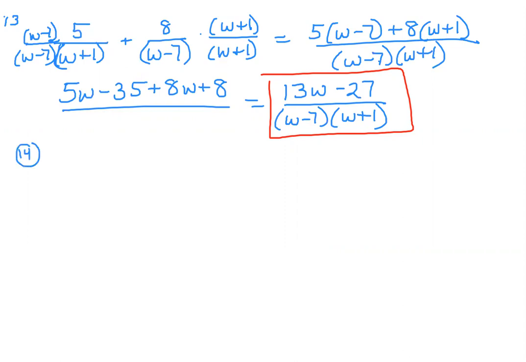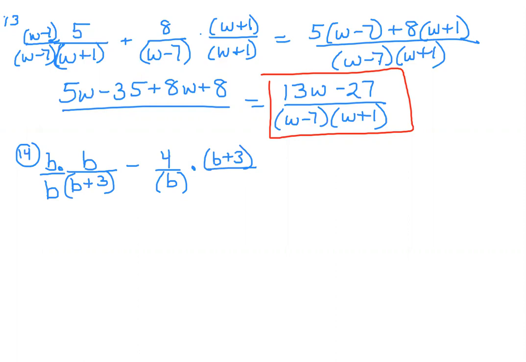Let's look at number 14. b over b plus 3 minus 4 over b. Okay, we've got b plus 3 and we've got b. So we're going to have to multiply this one by b over b, and this one by b plus 3 over b plus 3, which equals b squared minus 4 times (b plus 3) over b times (b plus 3).